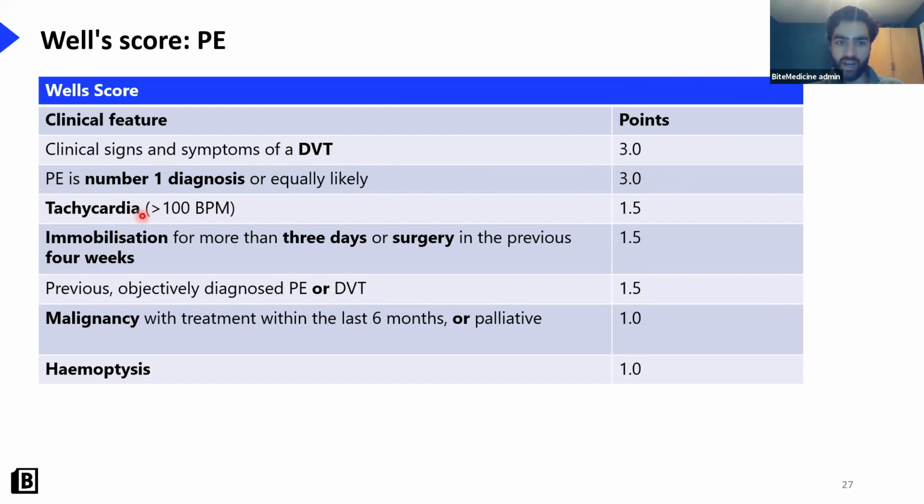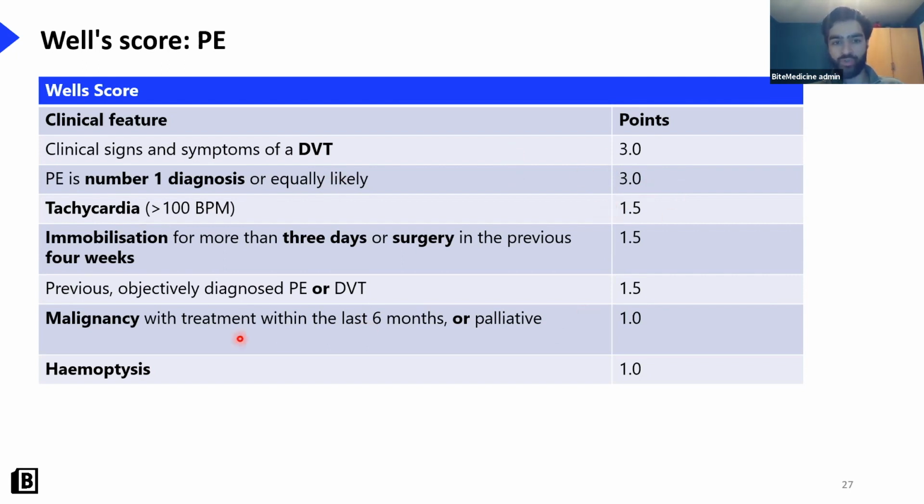Other things are tachycardia, immobilization, recent surgery, past medical history of clots, malignancy, and hemoptysis. So if we actually calculate our patient's Wells score, I would say PE is the number one diagnosis here. So that's 3 points. They are tachycardic, so that's 1.5 points.